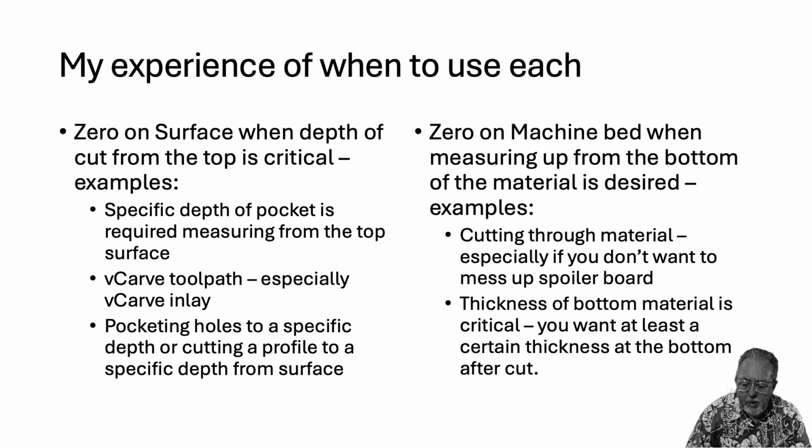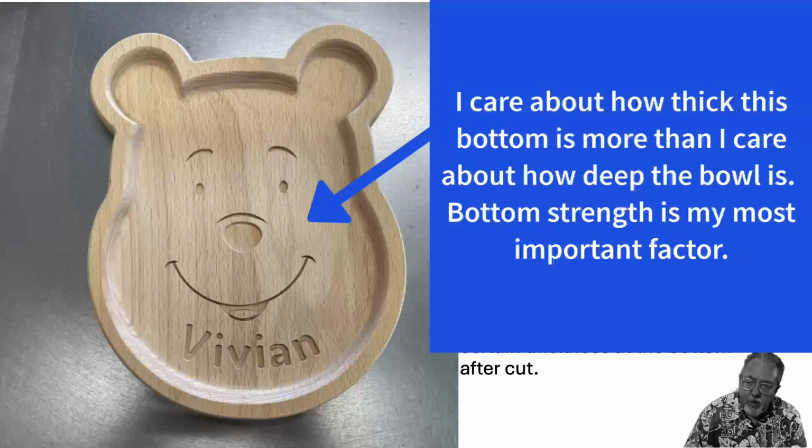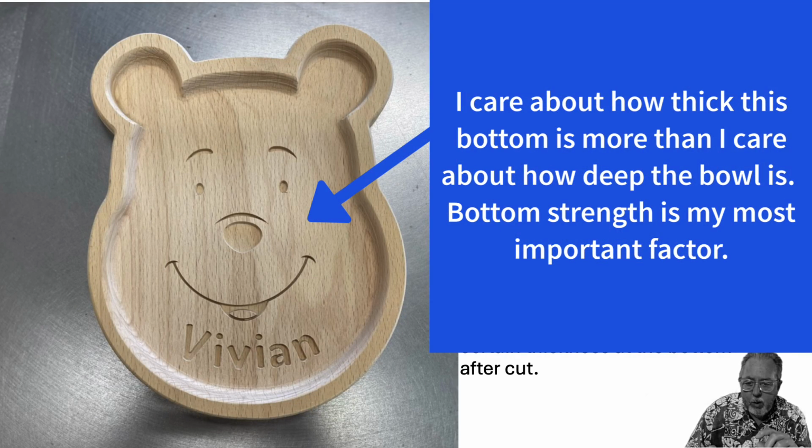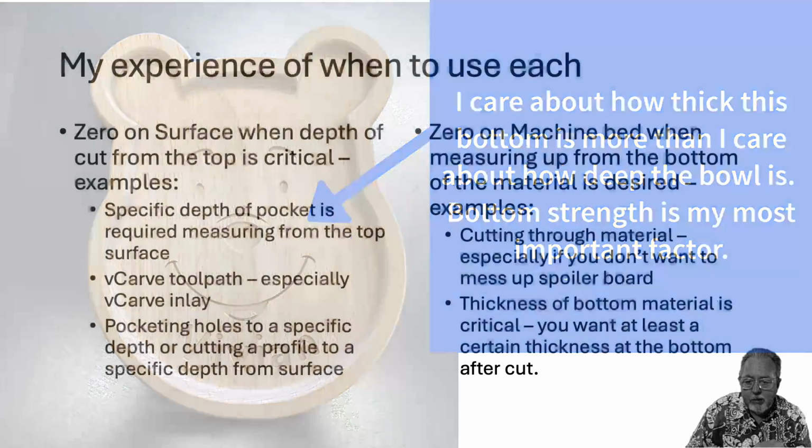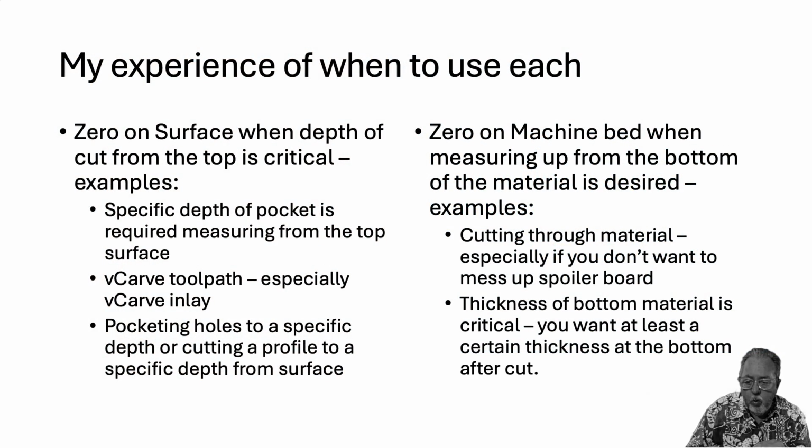Or the other time I will zero off the bed surface is when I care about how thick the bottom is and whether that's very accurate. Let's say I'm in a thinner piece of material and I want to make sure the bottom of whatever I'm pocketing out is at least 1/8 of an inch or 1/4 of an inch thick, so it has enough strength to hold whatever I'm putting into it. I will zero off the machine bed. Let's get into that a little bit more on why these are the choices I make.